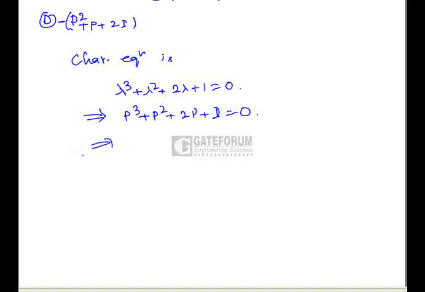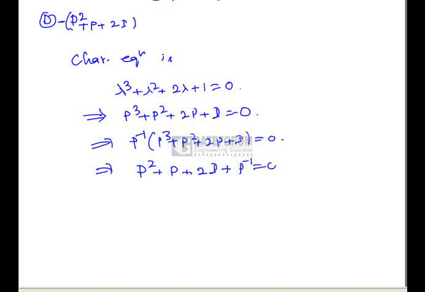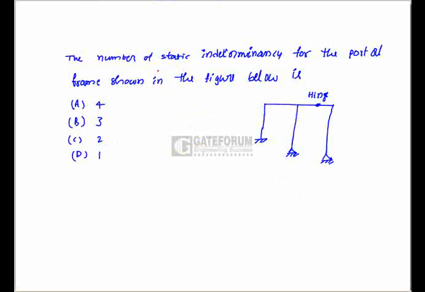So in order to find P inverse, multiply P inverse on both sides. So it will be P inverse times (P cube plus P square plus 2P plus I) is equal to 0, which can be written as P square plus P plus 2I plus P inverse is equal to 0. That implies P inverse is equal to minus of (P square plus P plus 2I), which is nothing but option D.